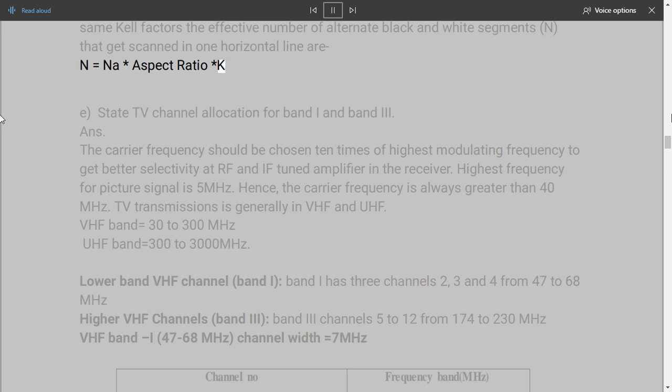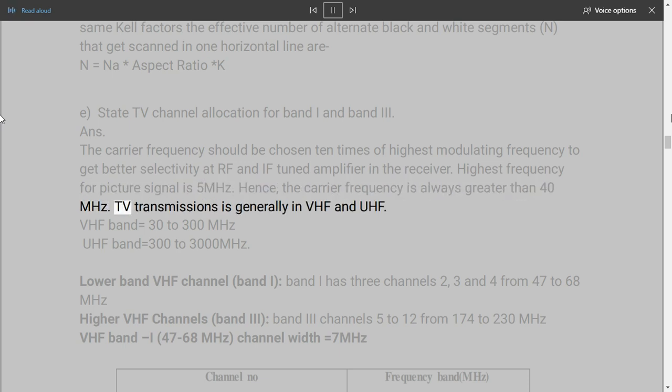3. State TV channel allocation for band I and band 3. Answer: The carrier frequency should be chosen 10 times the highest modulating frequency to get better selectivity at RF and in the tuned amplifier in the receiver. The highest frequency for the picture signal is 5 MHz. Hence, the carrier frequency is always greater than 40 MHz.